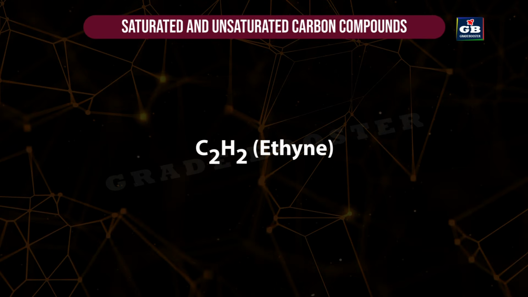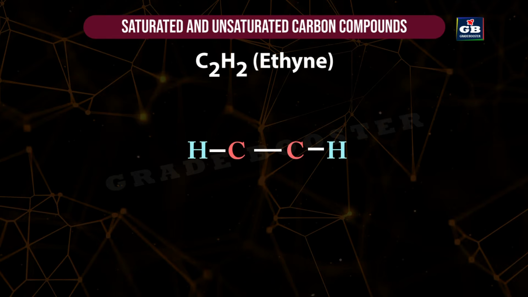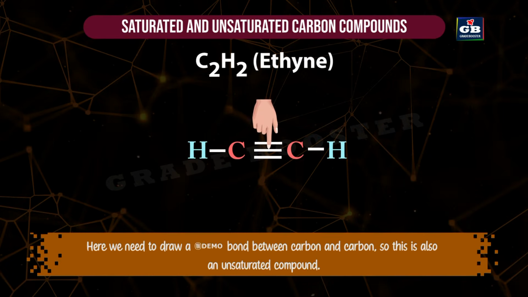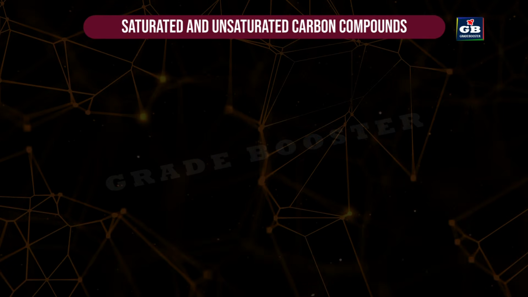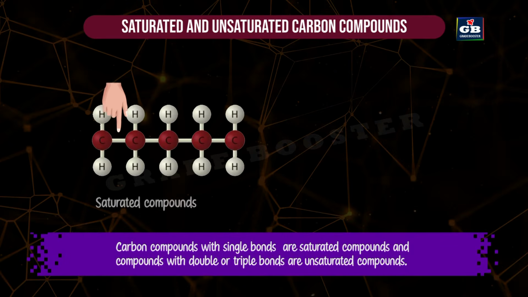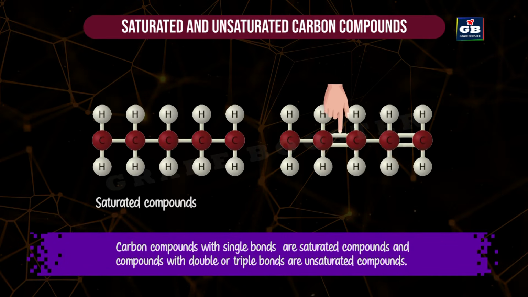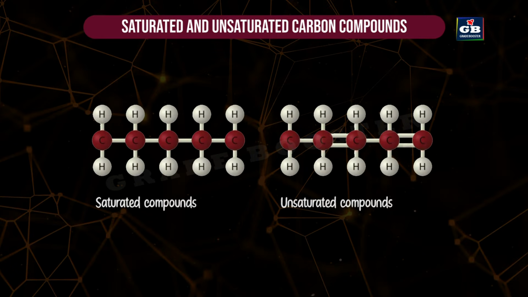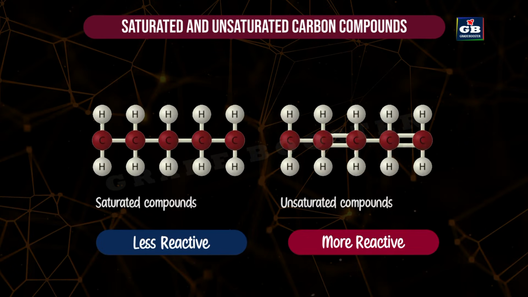In the same way, let us draw for C2H2, ethyne. Here we need to draw 3 bonds between carbon and carbon. So this is also an unsaturated compound. Unsaturated compounds are more reactive than the saturated compounds.